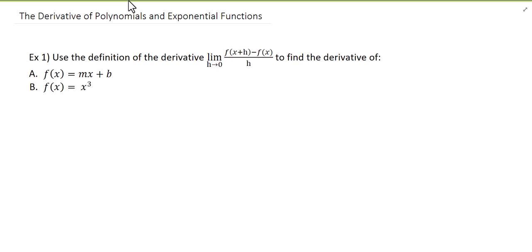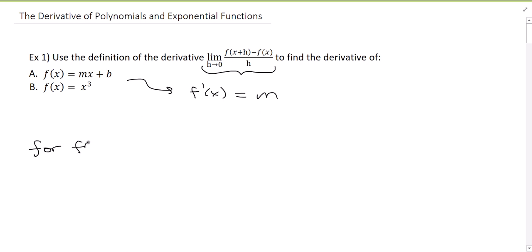Use the definition of the derivative, which is this limit we have been using, to find the derivative of y equals mx plus b, just a line, and for that cubic. Now remember, the derivative gives us the slope of the line tangent to the function. This is already a line, so we should expect that the derivative should give us m. But just to go through the definition, let's see.